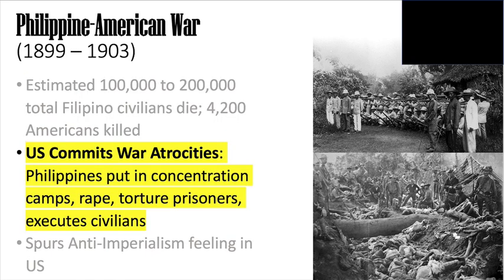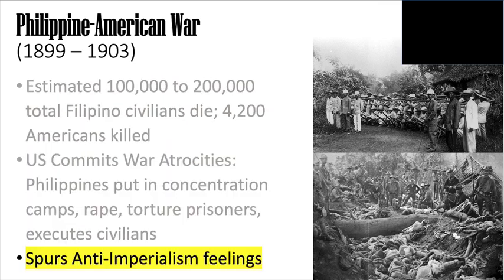It supposedly was incredibly brutal, that there are reports of war atrocities: concentration camps, rape and torture of prisoners, civilians executed, and just real brutal conditions. You can see the picture in the bottom right where there are bodies in a ditch. Supposedly the U.S. was really just brutal to the Philippine people. And stories about the Philippine-American War start to change public opinion.